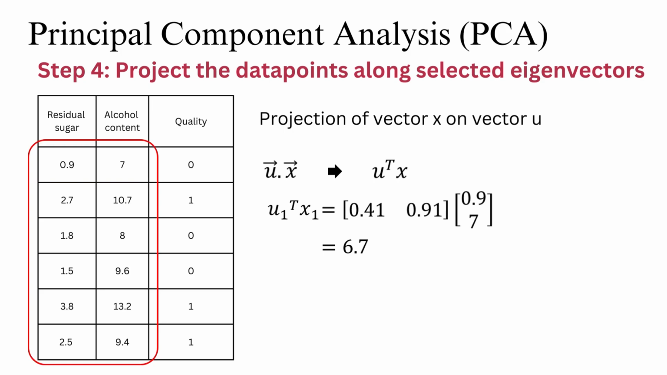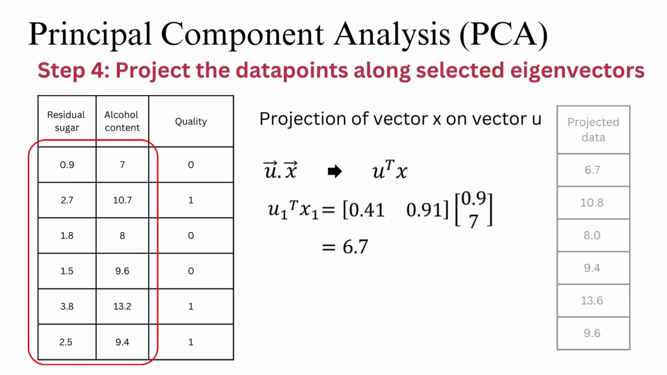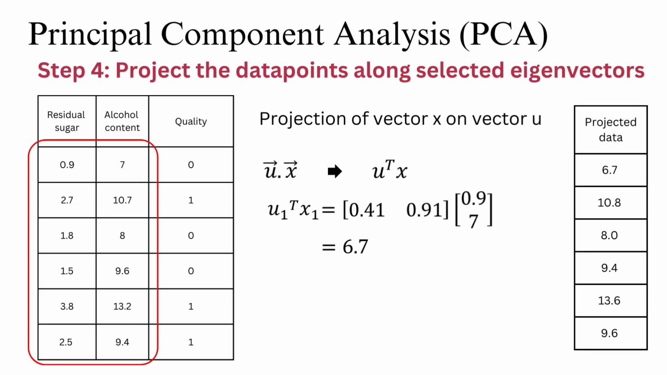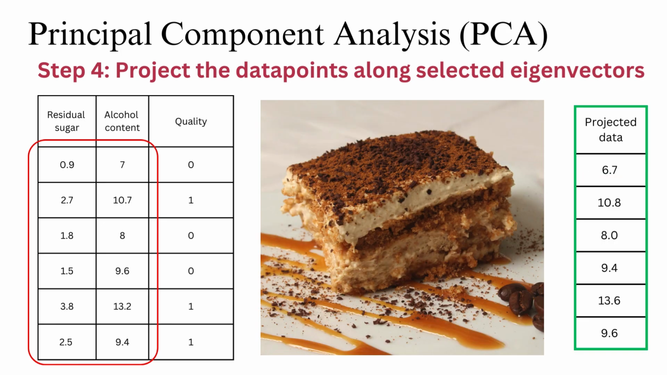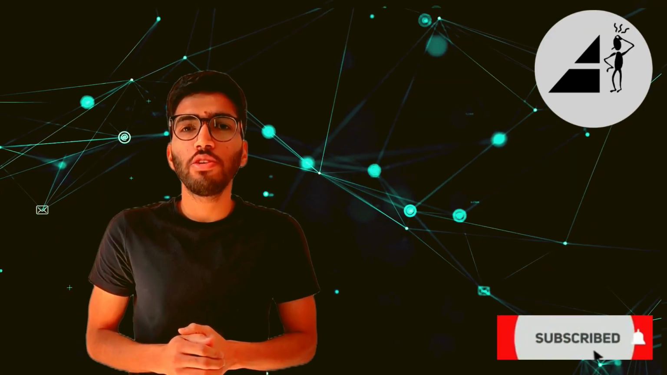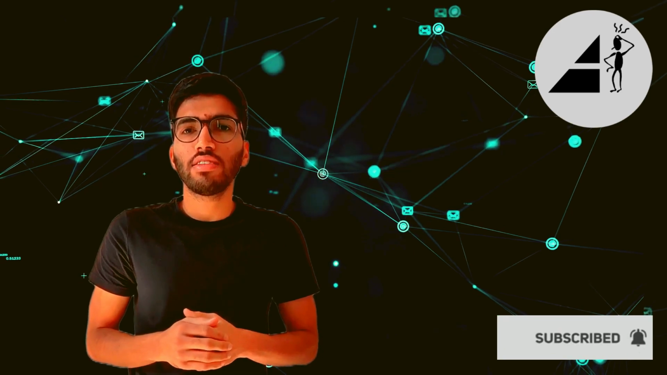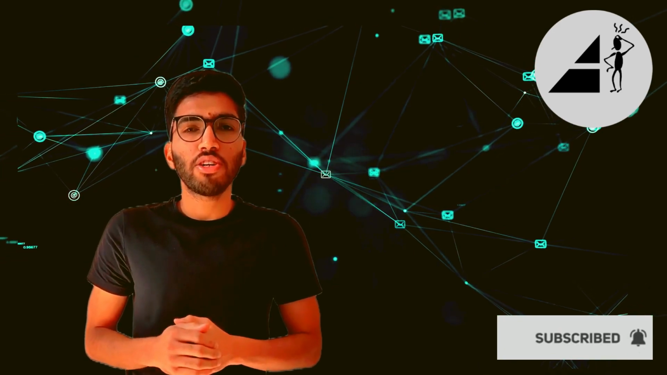Similarly, we can project all the vectors to get the final dataset projected in one-dimensional feature space. And finally, we have our new feature column that will help improve the survey at the cafe. Now you can relax and eat your dessert if you forgot to eat it. This was a simple explanation video explaining principal component analysis, aka PCA, in machine learning.